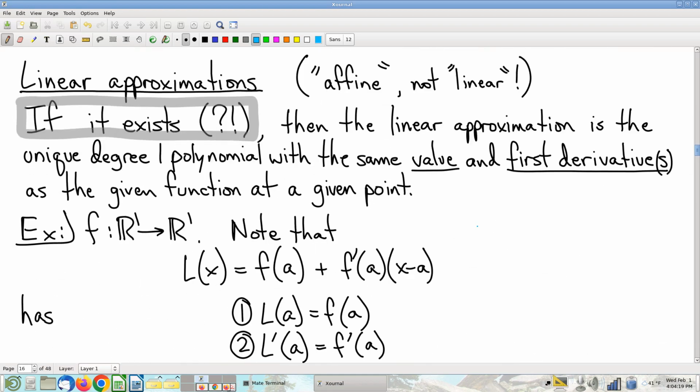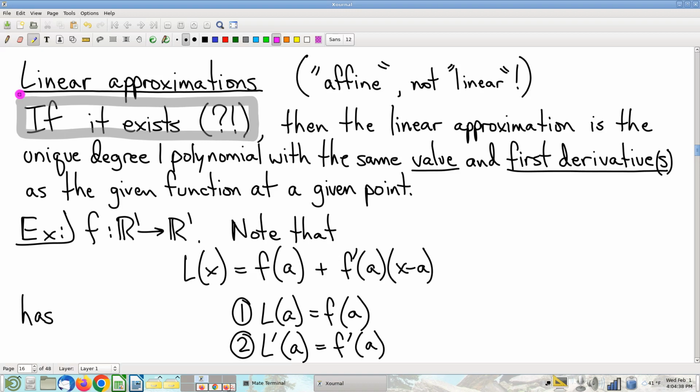Okay, on to linear approximations. This is going to be our first, it's kind of an application of, so we're going to use partial derivatives to help us develop more math. It's not a physical application, but this is a mathematical development.